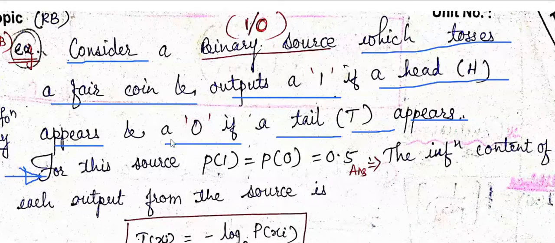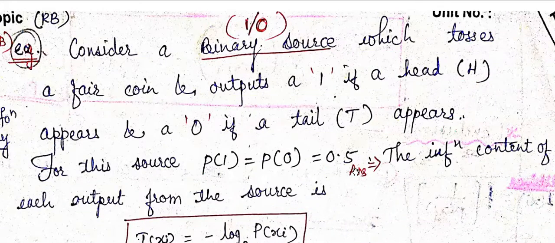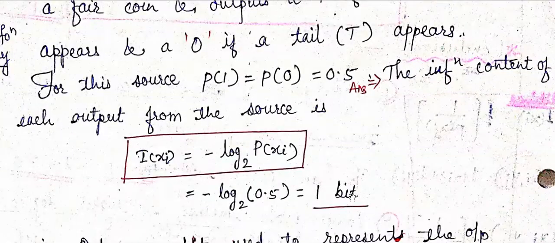For this particular binary source, the probability of 1, meaning getting head, is equal to the probability of getting 0, that is 50%, or 0.5. Therefore, to find the information content of each output from the source, we need to track the probabilities; only then can we comment on the information generated by the source.